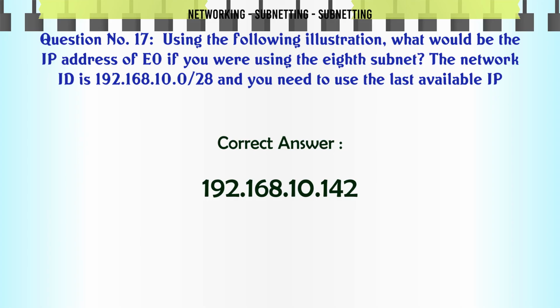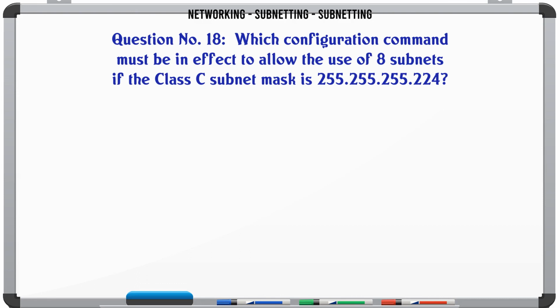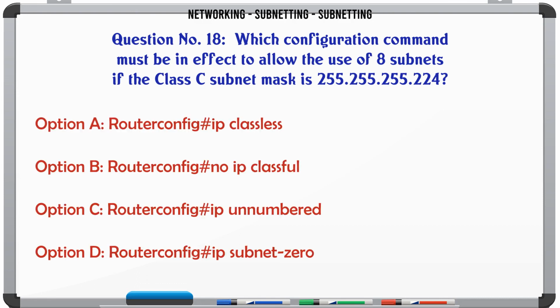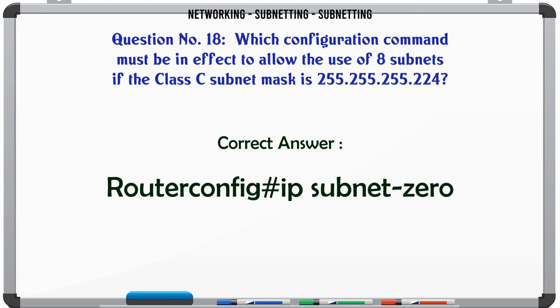The correct answer is 192.168.10.142. Which configuration command must be in effect to allow the use of 8 subnets if the class C subnet mask is 255.255.255.224? A. Router(config)# ip classless, B. Router(config)# no ip classful, C. Router(config)# ip unnumbered, D. Router(config)# ip subnet-zero. The correct answer is ip subnet-zero.